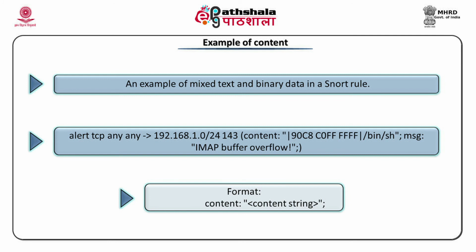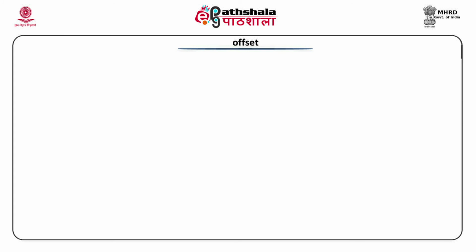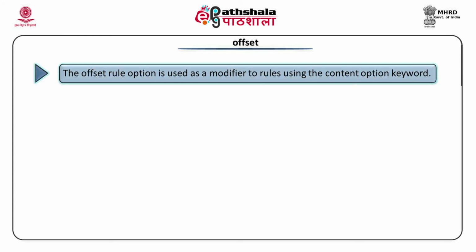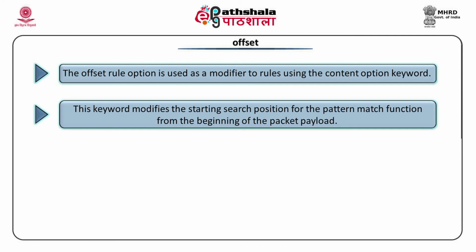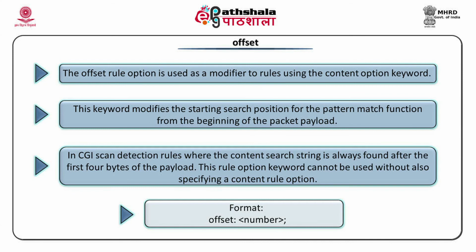Example of the content: alert TCP any. So this is the destination IP address, destination port, and content to be matched is within the pipe, which is the binary hexadecimal code of that binary value. And then if you want to exactly match /bin/sh, they are written as they are. So hexadecimal code needs to be kept between the pipes, and ASCII characters need to be kept within the double quotes, and then the message can be printed.